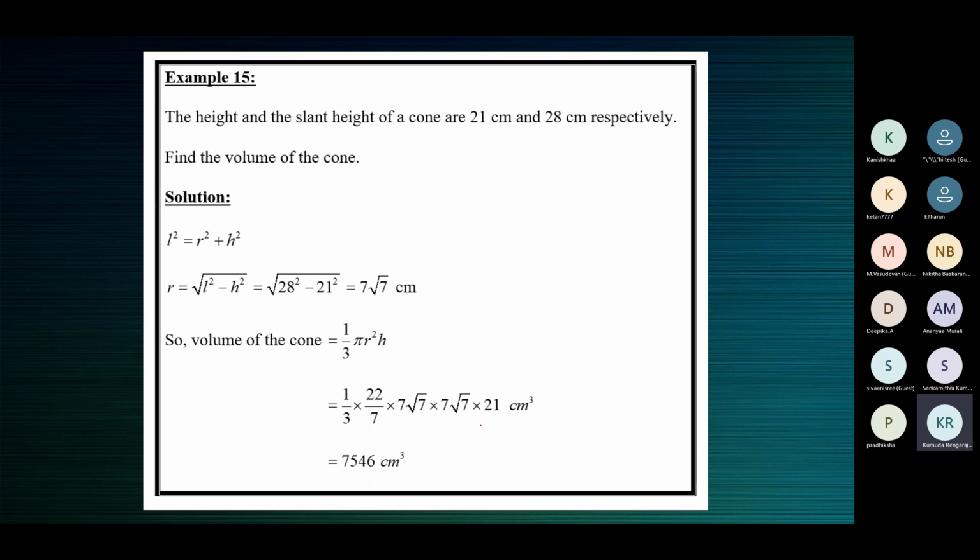So to find the volume of the cone, you need R and H because the formula is 1/3 pi R square H. We know R, we don't know H. So we should find H. No, here we know the perpendicular height and slant height, but we don't know the radius. So we should first find the radius and then find the volume.